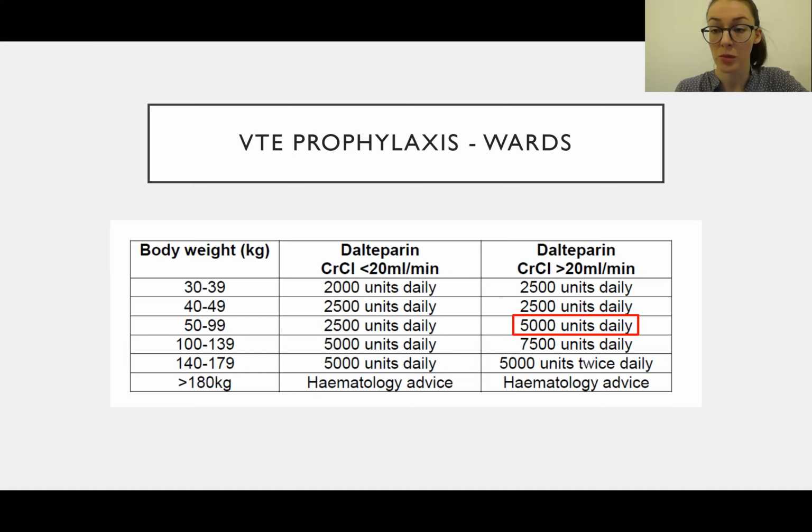Remember, dalteparin should be appropriately weight adjusted and renally adjusted. But for the vast majority of patients, for example, for somebody weighing 70 kilos with a normal renal function, they would receive 5,000 units once daily.